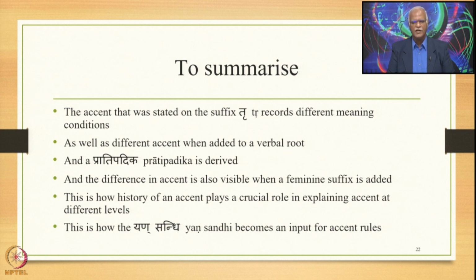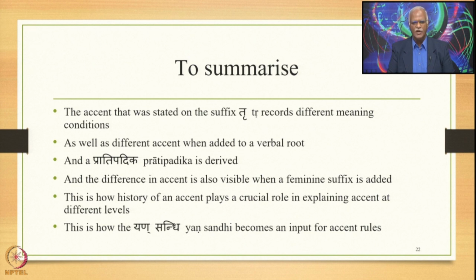And then the Pratipadika gets derived with these features of different meaning as well as different accent, even though the word form looks similar. And the difference in accent is also visible when a feminine suffix is added. In one case, because the vowel ru, which is udatta, gets substituted by yan, and in other case vowel ru, which is anudatta, gets substituted by yan.